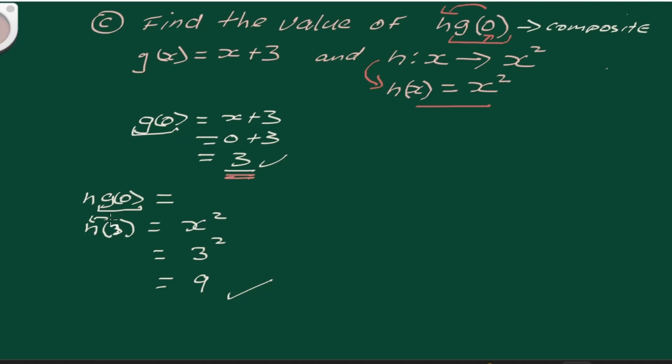So now 3 will become the input into the function h. And the input into the function h basically means wherever I see x in the function h, I'm going to replace it with 3. So 3 replaces x. We work out 3 squared, which is 3 3s are 9. And this is our answer here. And that concludes the answer for question number 2.